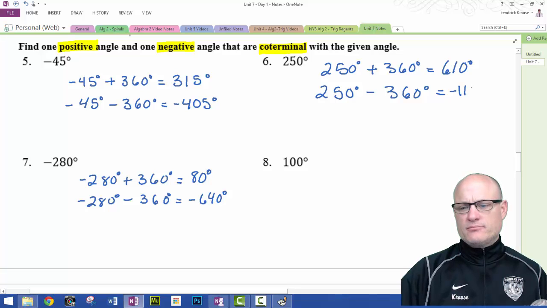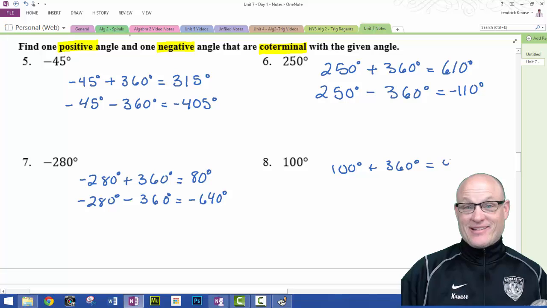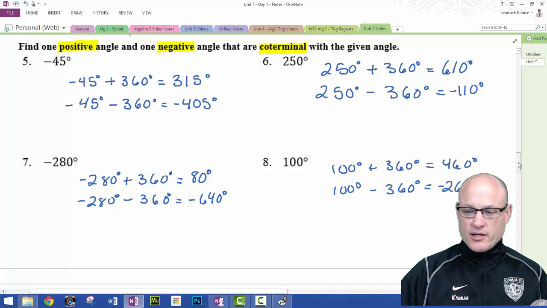Negative 110. All right, if I screw up the math, it's kind of embarrassing. This one's easy. 100 degrees plus 360 degrees. Oh, I can do that, Mr. Krause. That's easy. That's like 460. And then take 100 degrees and subtract off 360 degrees, and we get negative 260 degrees. Sweet. Done.